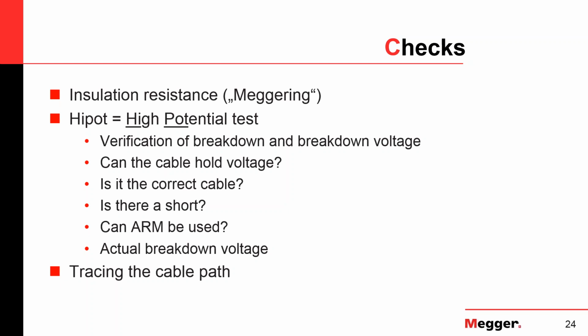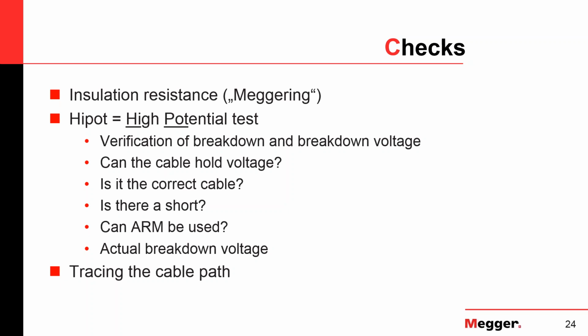Then you can do what a lot of people refer to as a high pot test, but it's not a classical high pot test. Before I came to Megger, I worked at a high power lab, and a high pot has different meanings in different worlds. So here we're talking about a verification test for breakdown and to determine the breakdown voltage. It's not a withstand test, it's not a pressure test. So what we can find out is, can the cable hold voltage? If not, then you're probably on the correct cable, or at least you are on a faulted cable.